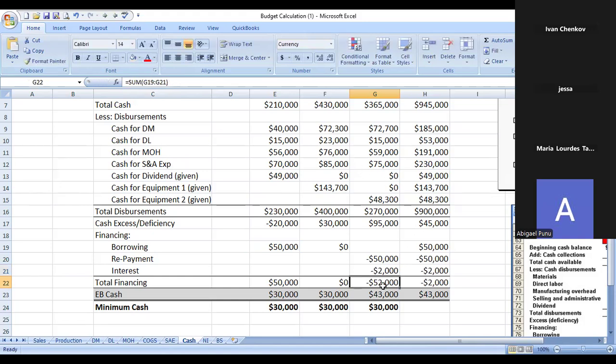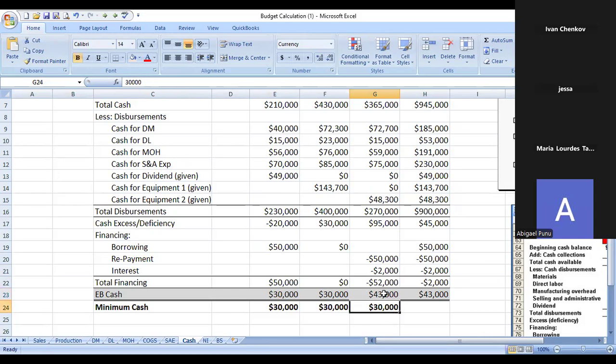So we have to pay only $2,000. And with the repayment of the loan, so now we don't have any borrowing, we pay the interest, and we end up with $43,000 cash, which is above the minimum cash that we need.